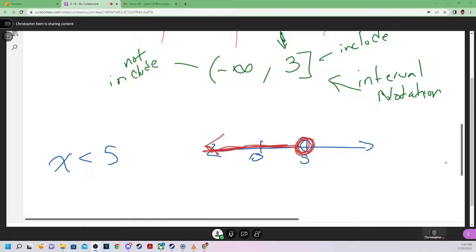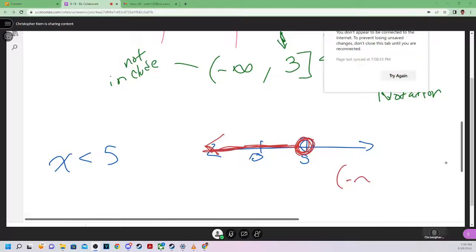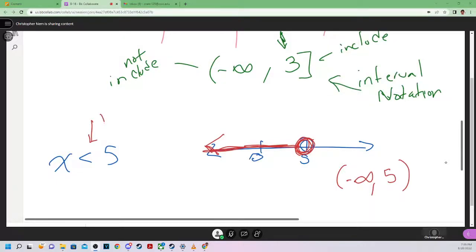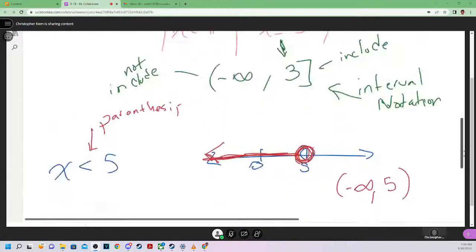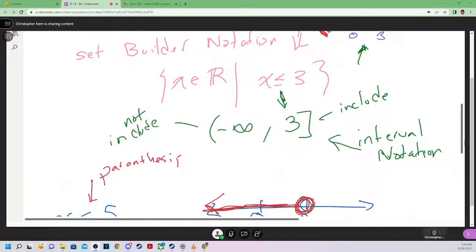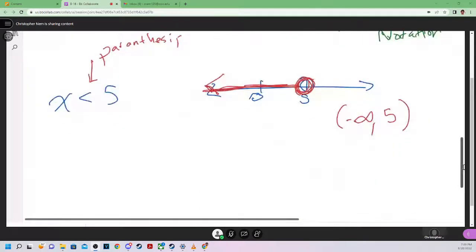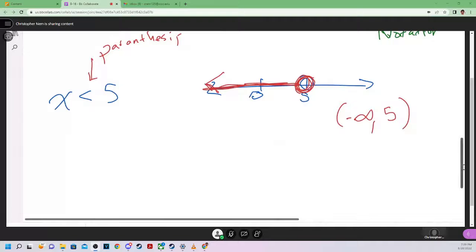And then if you were to write this in interval notation, you would do negative infinity all the way to 5. But instead of brackets, you would use parentheses. So if you see it without the equal sign at all, we're going to be using parentheses. If, like above, I have the less than or equal to symbol or greater than or equal to symbol, this means you're going to be using brackets. That's the idea. Okay? So we cleared that confusion.